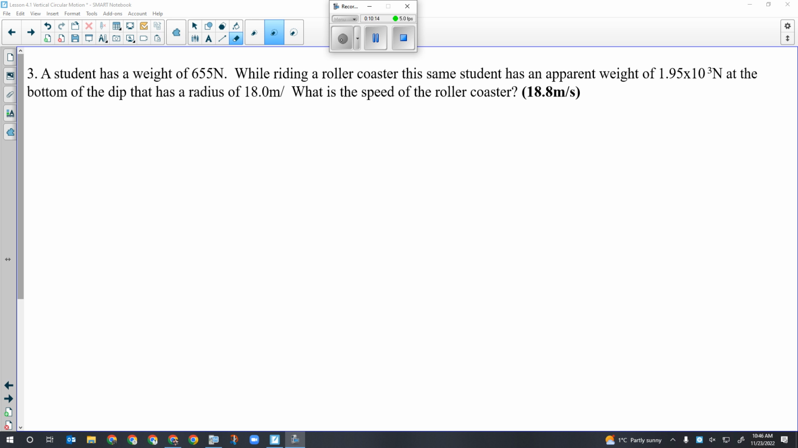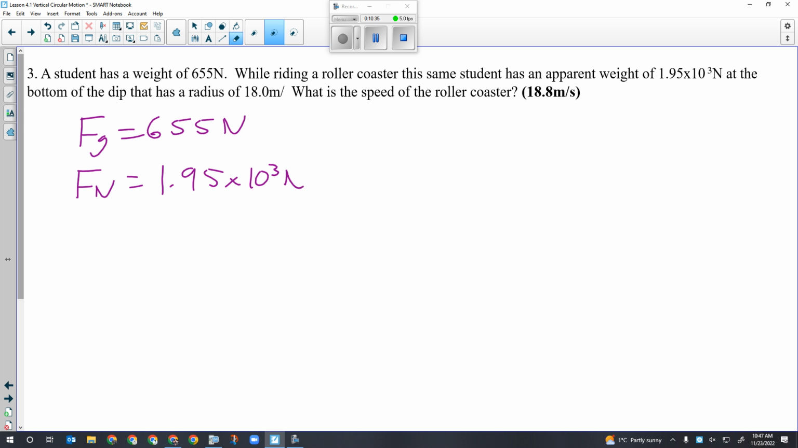Okay, so a student has a weight of 655 newtons, so they're telling us the force of gravity is 655 newtons. They're riding a roller coaster. The same student has an apparent weight of 1.95 times 10 to the 3 newtons at the bottom of the dip. Okay, so putting in my diagrams here so that I know which forces are in and which forces are out. And the radius is 18 meters. All right, so what's the speed of the roller coaster?